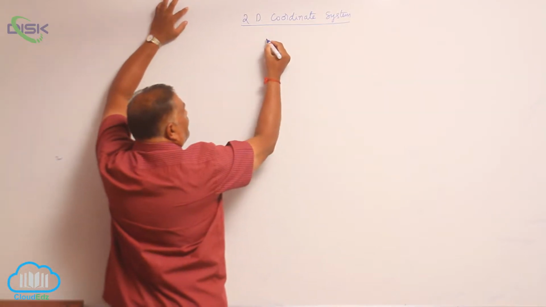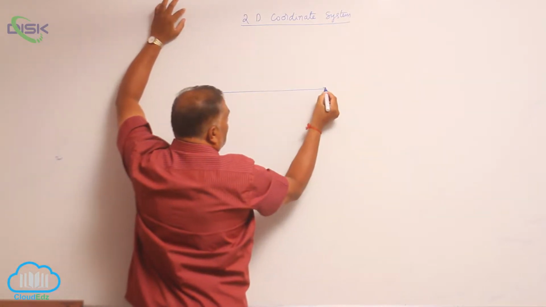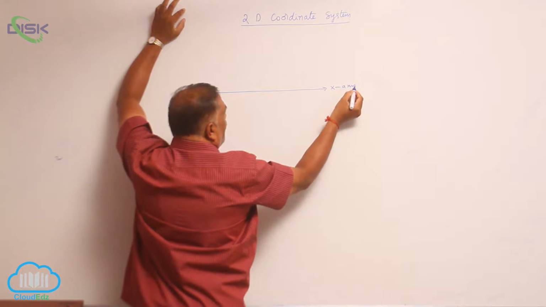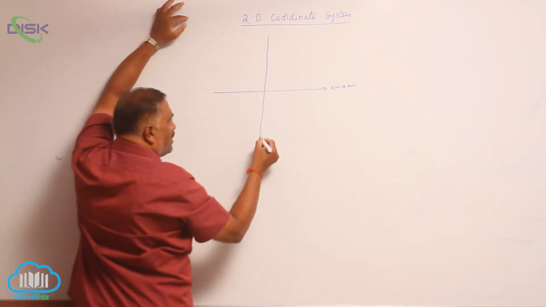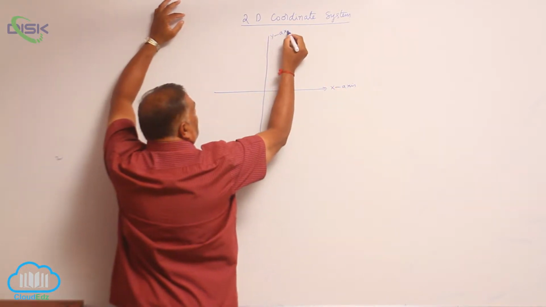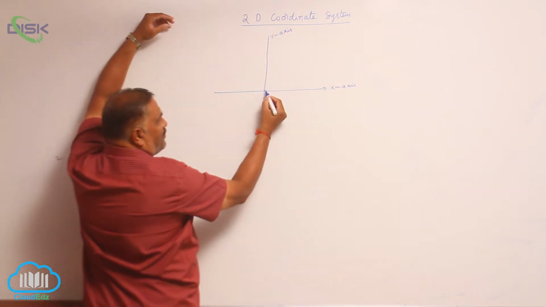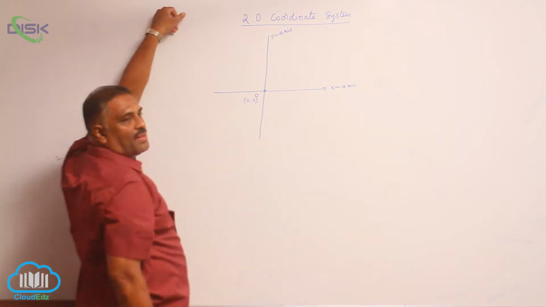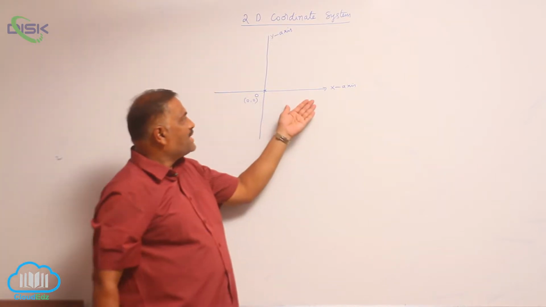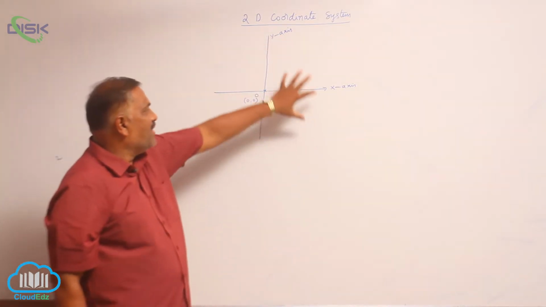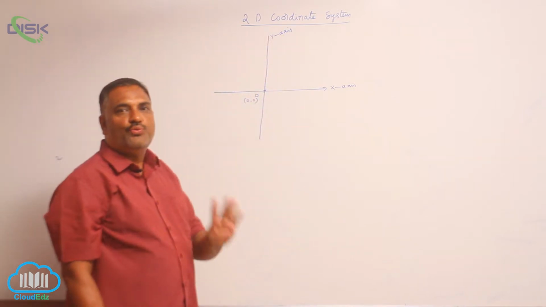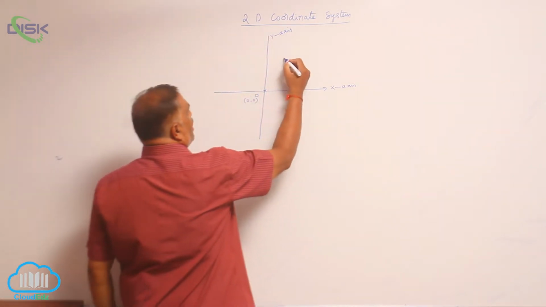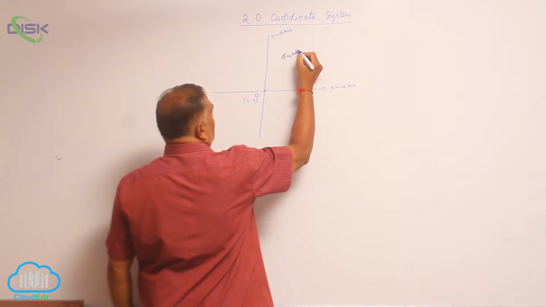In the plane, the horizontal line is called the x-axis and the vertical line is called the y-axis. The point of intersection of these two axes is defined as O(0,0). Both the x-axis and y-axis divide the entire plane into 4 parts. Each part is called a quadrant.